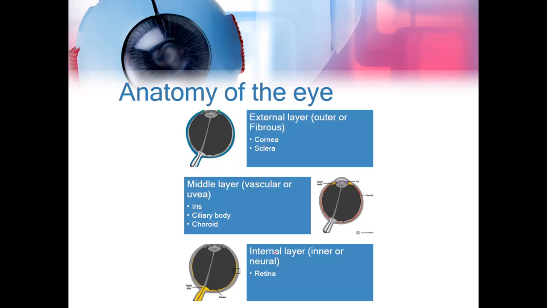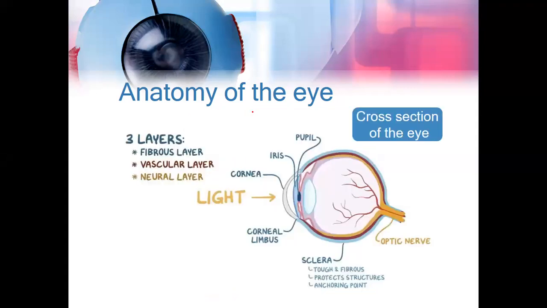And here we have an internal layer, also known as inner layer, just like outer layer, we have an inner layer. Okay, someone just joining. And it is also known as neural layer, which is composed of one main structure, which is the retina. Okay, so we have these three main layers. We're going to talk about each one of these layers.